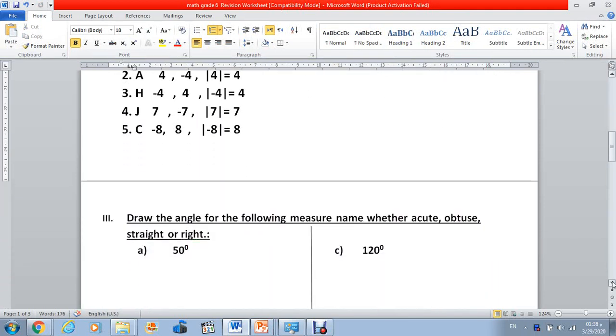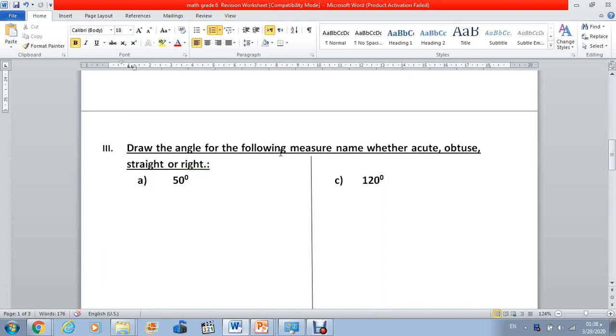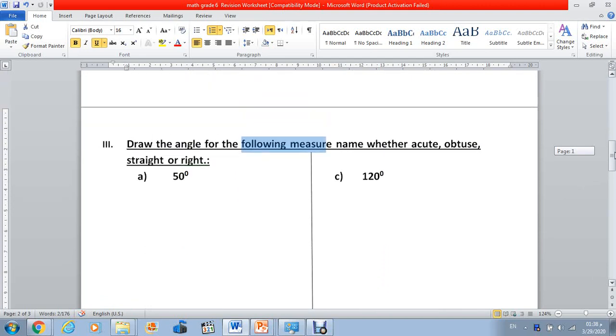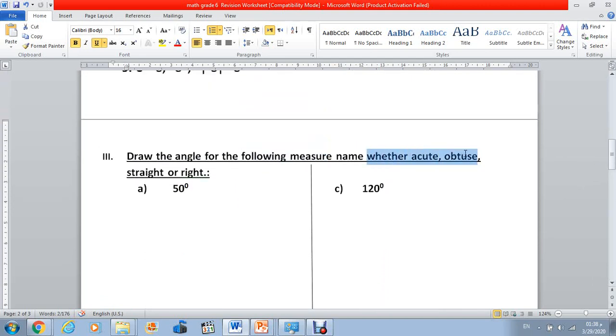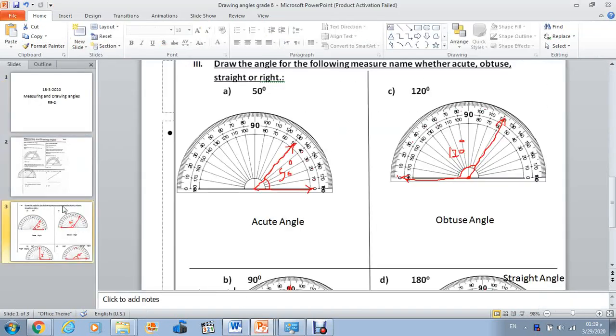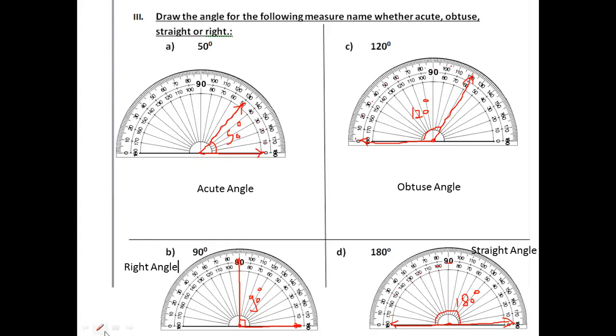Now the next question: draw the angle for the following measures. All those measures, 50, 120, 90, and 180, and then we're going to name whether they are acute, obtuse, straight, or right. The first one I cannot actually draw here, so I'm going to go directly to the hard point. The first one is 50 degrees, and we said 50 degrees is an acute angle. Why? Because it's less than 90.